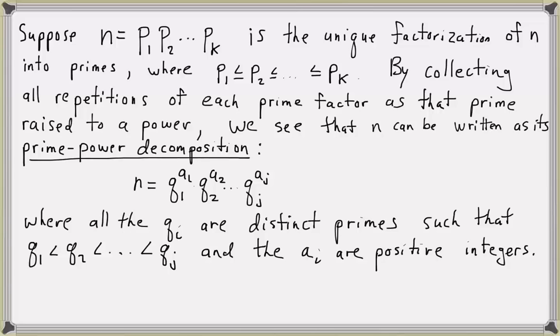So as a quick example, the number 36, which can be written in its unique factorization as 2 times 2 times 3 times 3, if I combine the repeated factors, we can write this as its prime power decomposition as 2 squared times 3 squared.